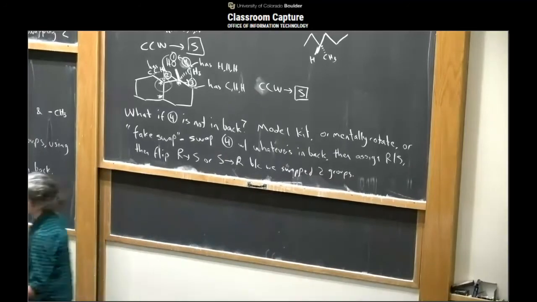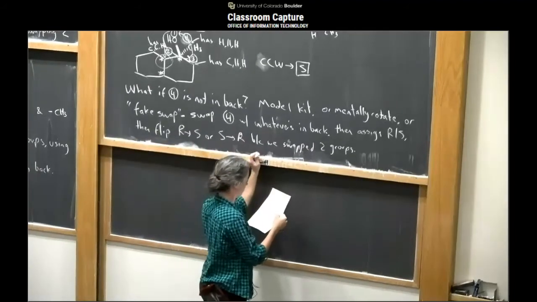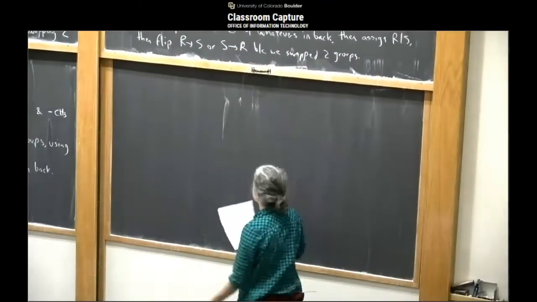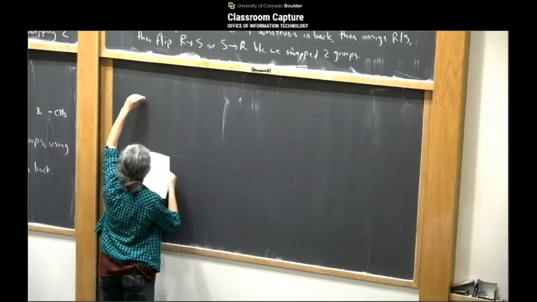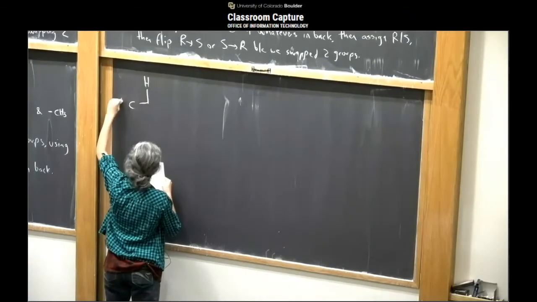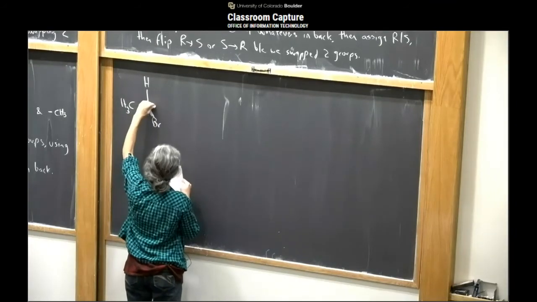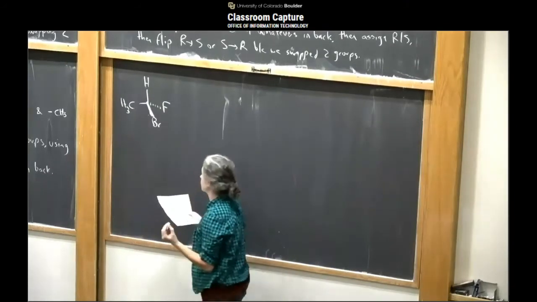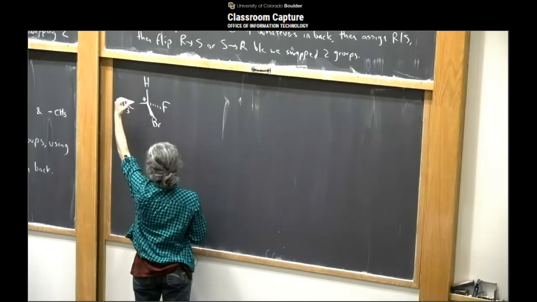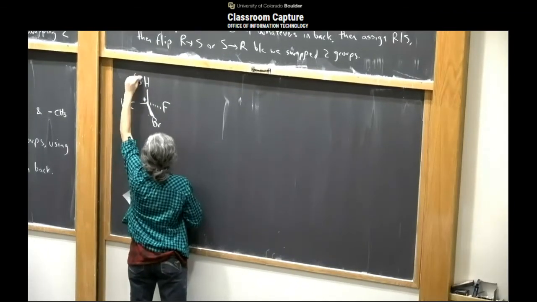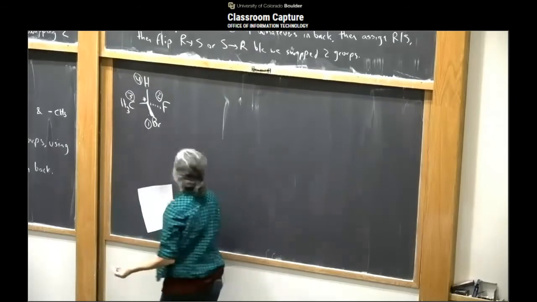So how that's going to look: you don't even have to redraw the groups themselves, just pin different numbers on them temporarily. Okay, so let's do this one. BR and F. Okay, so assigning my priorities, one step out from my asymmetric carbon, I've got H versus carbon versus bromine versus F. So H is going to be priority 4, and then priority 1, 2, and 3.